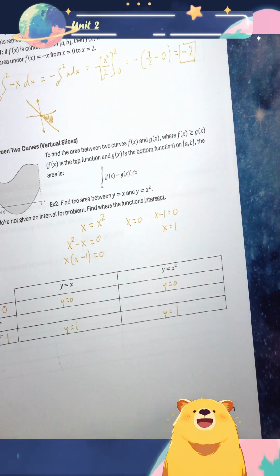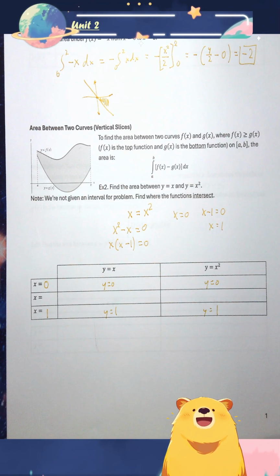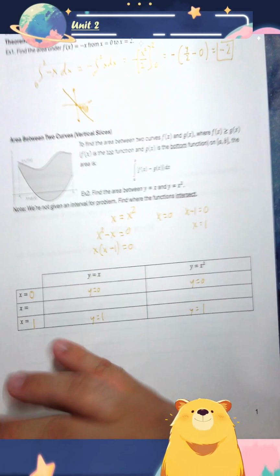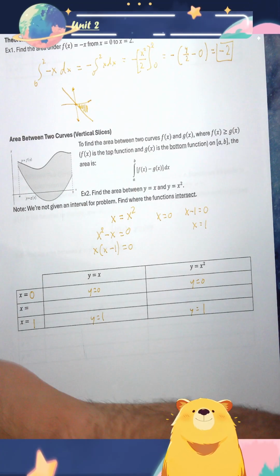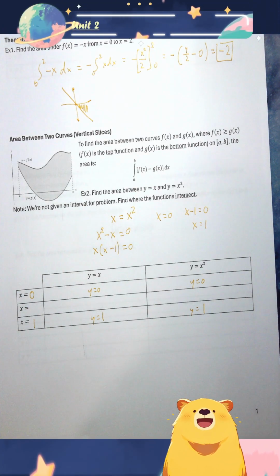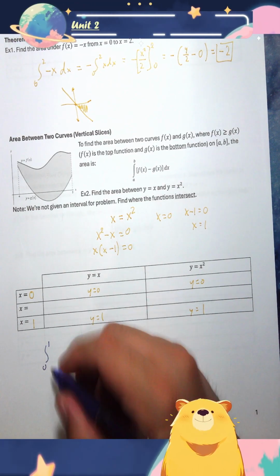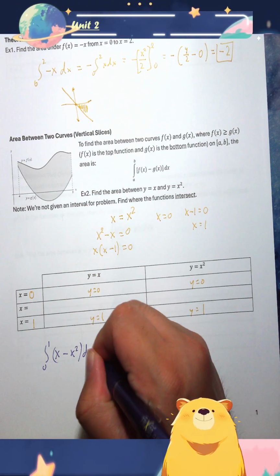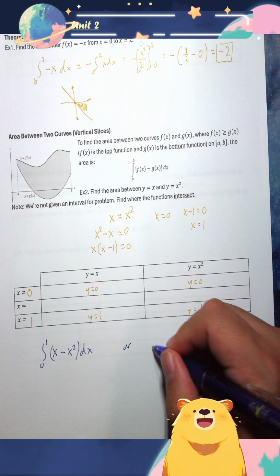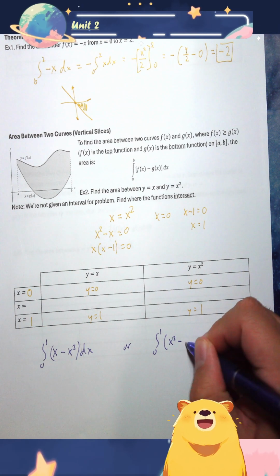But we don't know at this moment what the top and bottom function is. Because remember, the top and bottom is going to matter a lot. It's going to determine if we do this interval from 0 to 1 of x minus x squared, or we do this interval from 0 to 1 with x squared minus x.